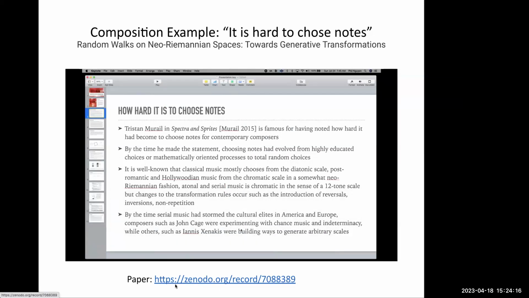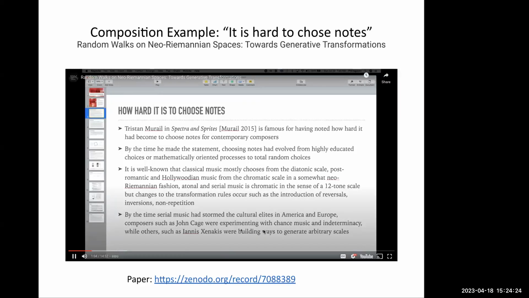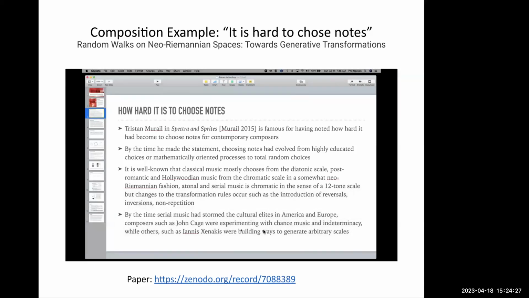So notes have become hard to choose. Tristan Murail, in Spectra and Sprites, a famous paper, is known to have said that notes have effectively become very hard to choose for contemporary composers. By the time he made the statement, choosing notes had evolved from highly educated choices or mathematically oriented processes to total random choices. It is well known that classical music chooses from the diatonic scale, post-romantic or Hollywoodian music from the chromatic scale in a somewhat neo-Riemannian fashion.